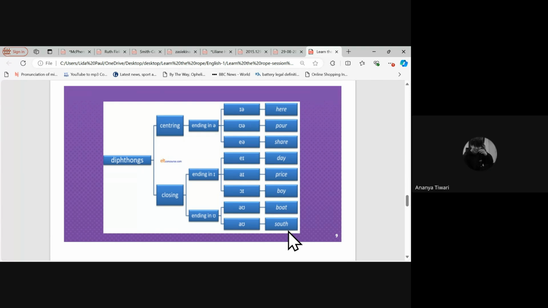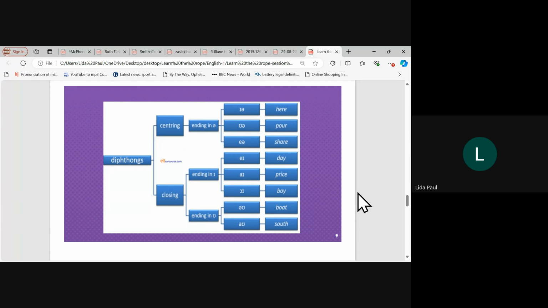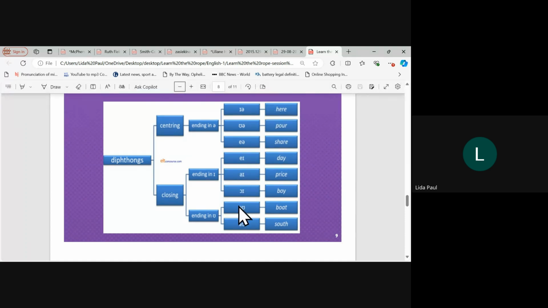So you don't need to bother with the centering and closing. This is a little detailed, and this is for people who want to study further, dig further into the sound system. But we are only bothered with this chart, right? So 8 of them.